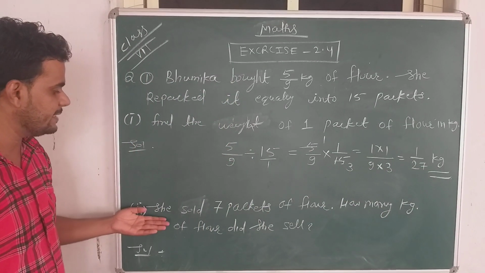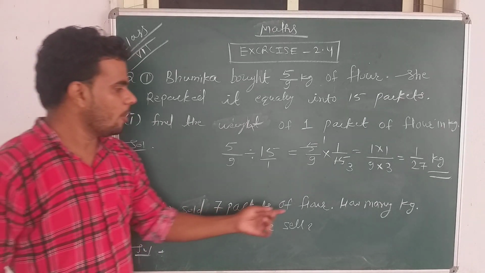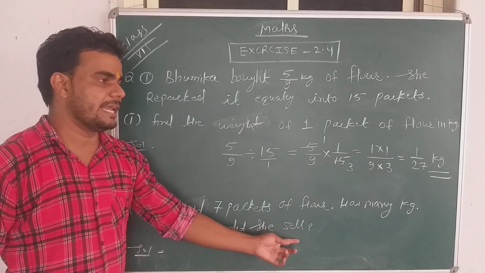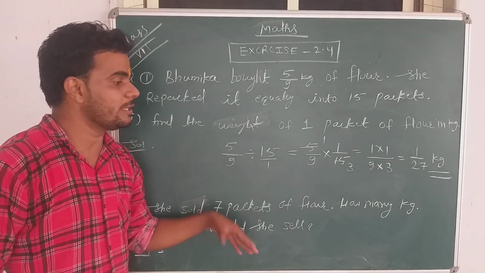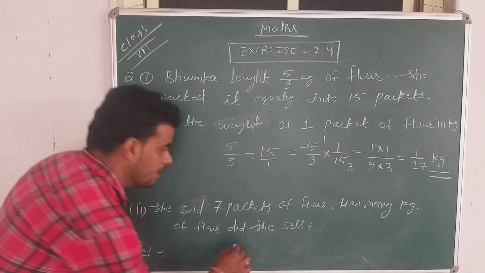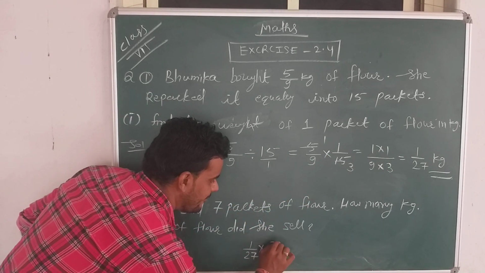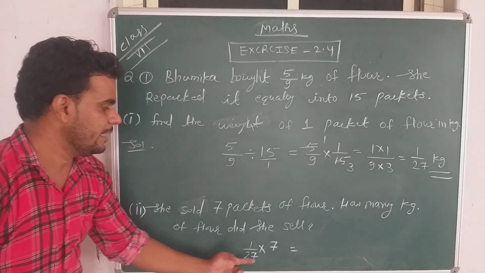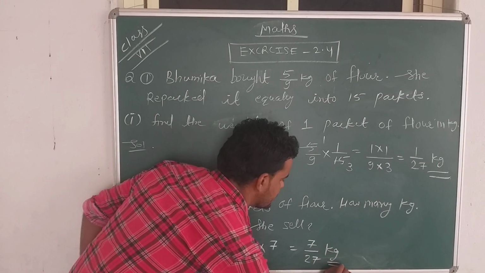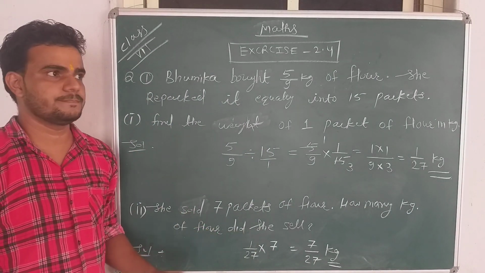And the second part of the question is saying that she sold 7 packets of the flour. How many kg of the flour did she sell? It means उसने 7 पैकेट सेल कर दिए, तो टोटल कितना फ्लोर सेल किया. To find the total flour, we will do the multiplication. The weight of each packet is 1 by 27 and she sold 7 packets. So 1 by 27 into 7, then 7 by 27 kg flour totally sold. Okay, next take the screenshot. Next, second question.